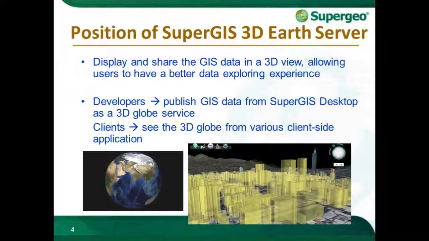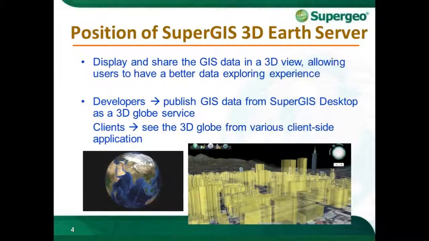We used to analyze GIS data on a flat 2D map, but in SuperGIS 3D as server, we may further explore the spatial relations from a large scale, even go underground to pipeline distribution. So for the developers, you can publish your service from SuperGIS Desktop, and for the client side, they can see the service from various client-side applications. So we can make better management or decisions to minimize the damage. George will give us some examples in the demo later.